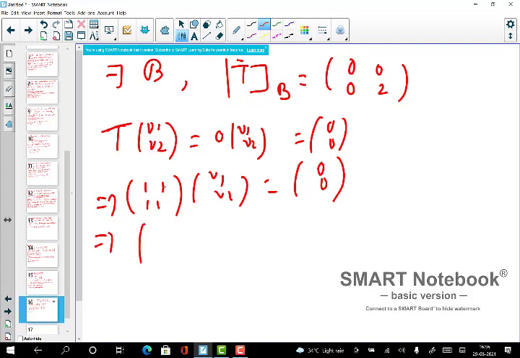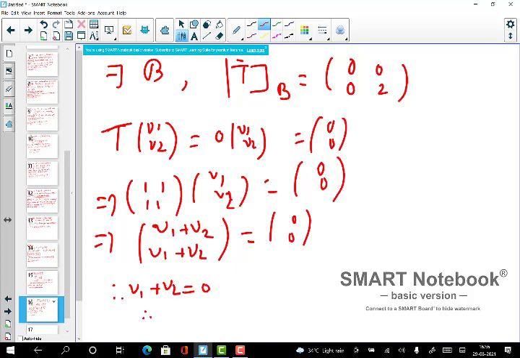Which is nothing but the column vector (0, 0). Now here you have v1 plus v2 and v1 plus v2. Both will give you the same equation, and the equation is v1 plus v2 has to be 0. So what does that mean? That means v2 equals minus v1.